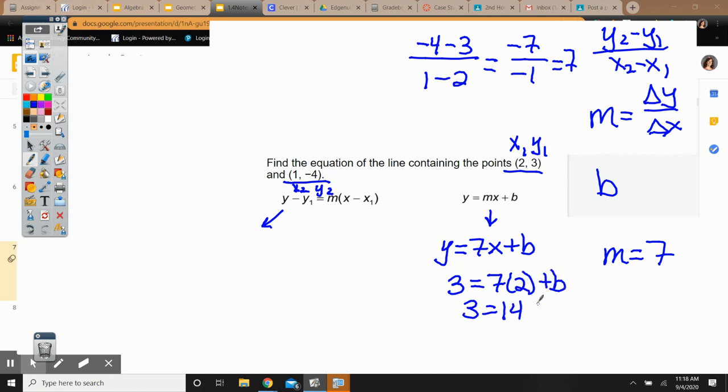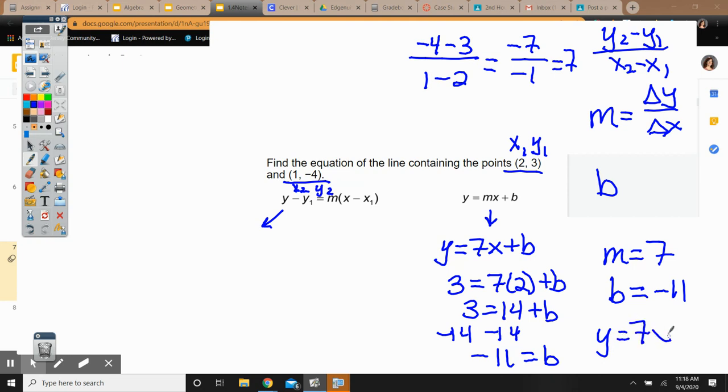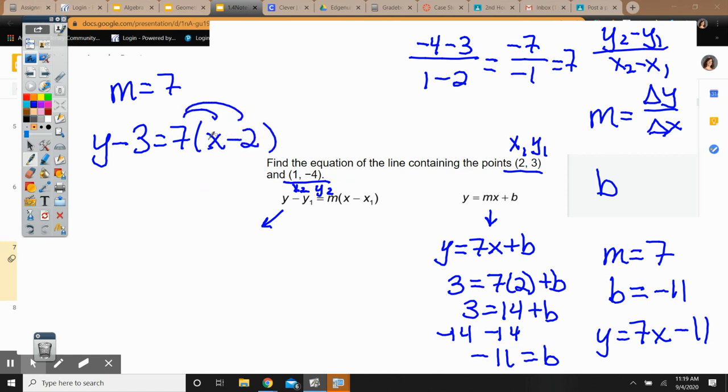3 equals 14 plus b. Subtract 14, and I get negative 11 is b. So now I know this m is 7, b is a negative 11, and my equation is y equals 7x minus 11. You also could have done point slope formula. You know what the slope is. The slope was 7. So you can pick your favorite point. Again, I like to pick the points with two positives, but you could have picked this one as well. So it's y minus y1, which is 3, equals m, x minus x1, which would be 2. And you would finish it up just like we talked about.